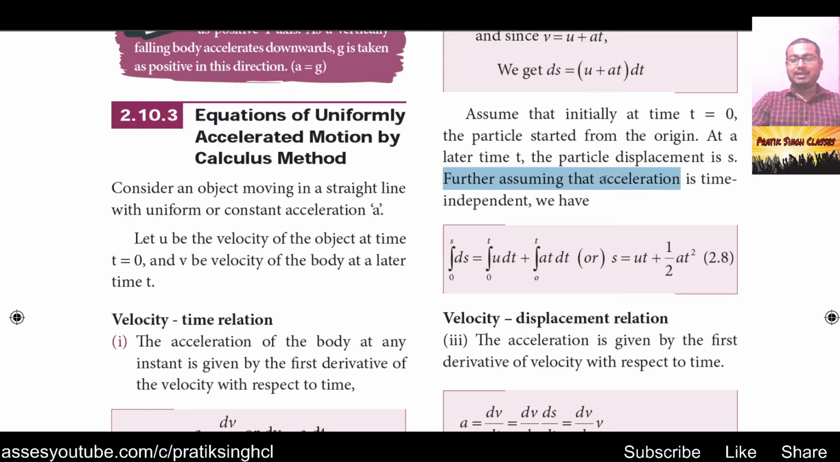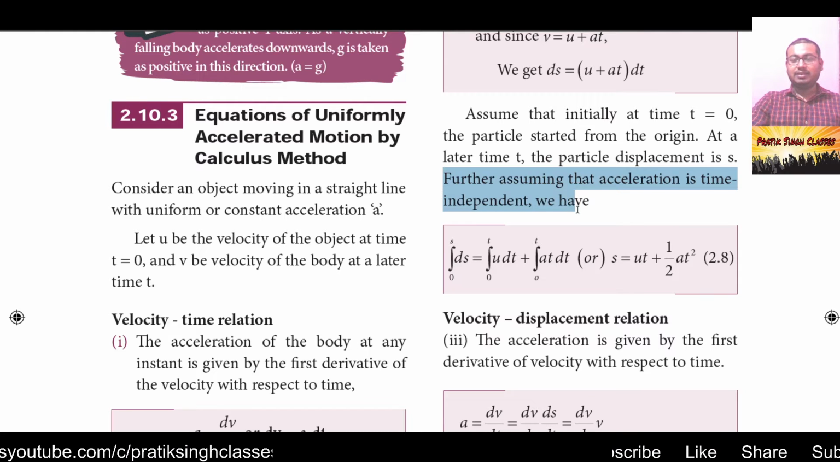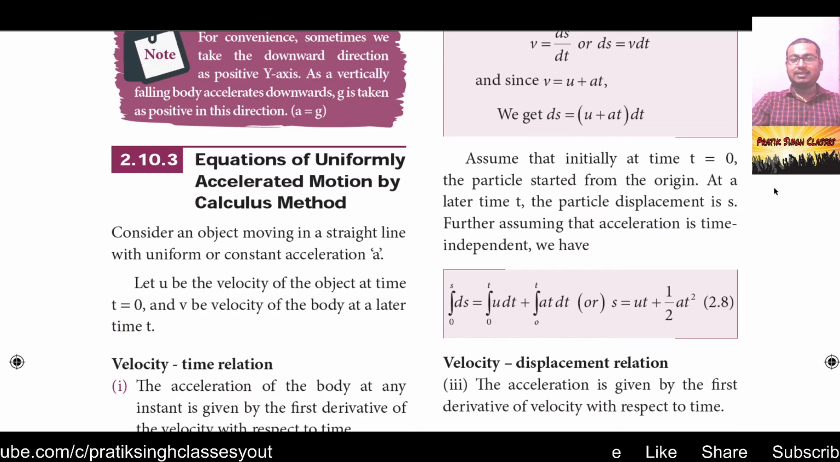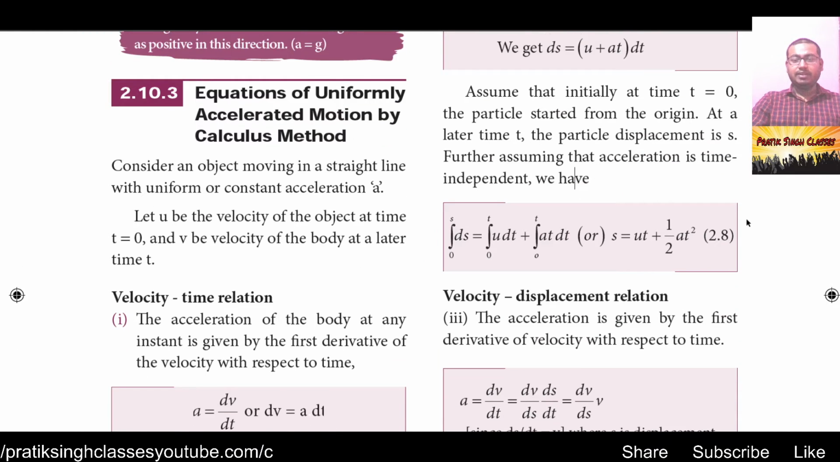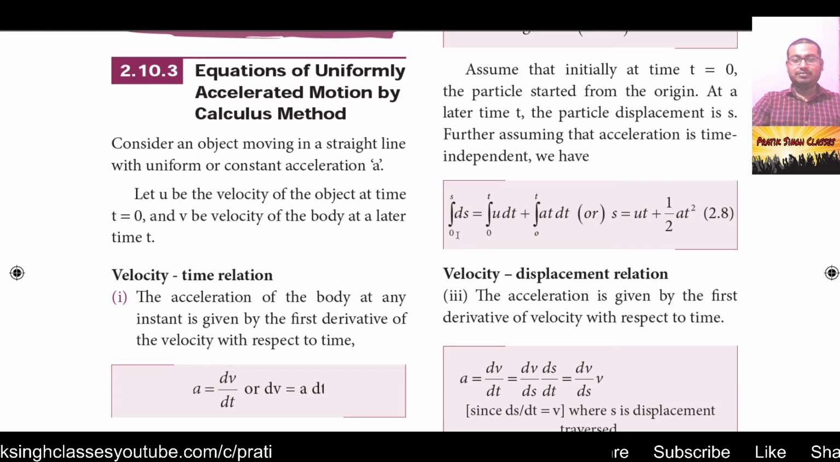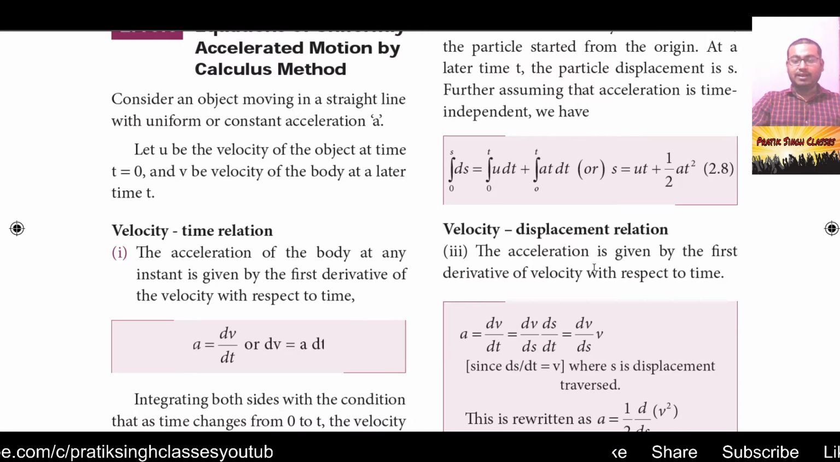Further assuming that acceleration is time independent, we just integrate this equation ds = (u + at) dt. We will get the integral of ds from 0 to s is equal to the integral of u dt from 0 to t plus the integral of at dt from 0 to t. By integration we will get s = ut + half at square.